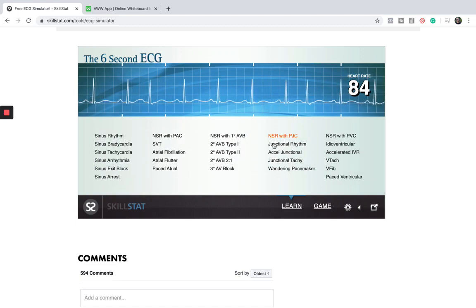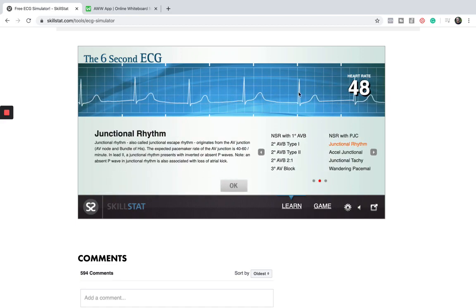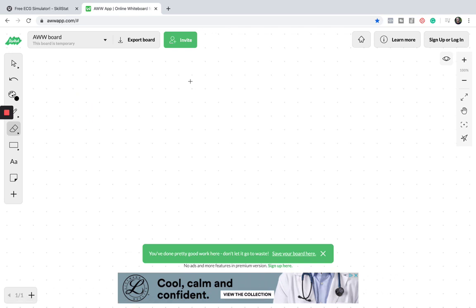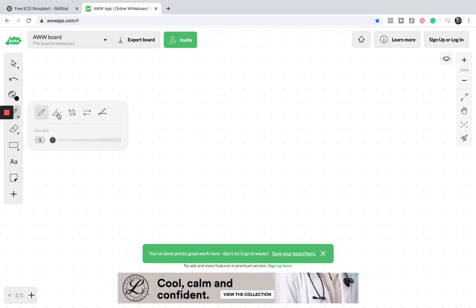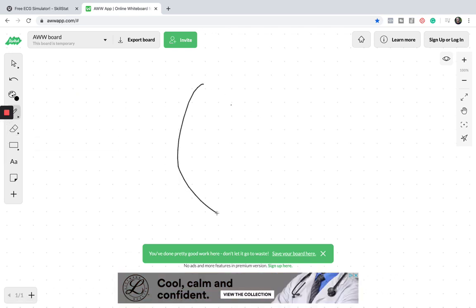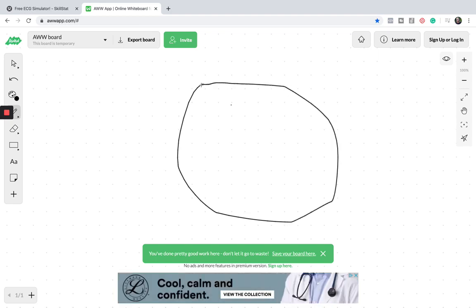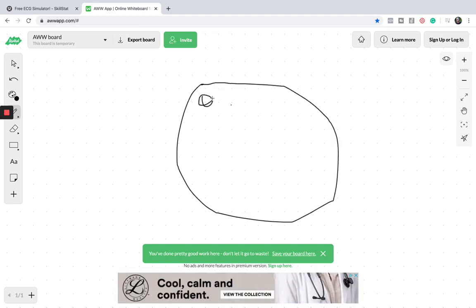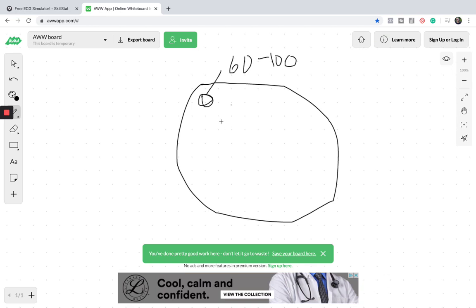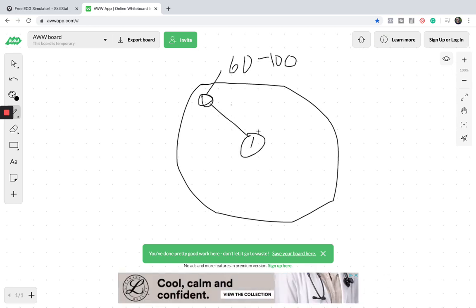Now walk with the junctional rhythm. The junctional rhythm's heart rate is 48. We go back to our guide here. So we talk about a normal sinus rhythm when the pacemaker is the SA node. It's 60 to 100, right? So, when the AV node takes over as the starter of this beat, it's going to be at a rate of 40 to 60.